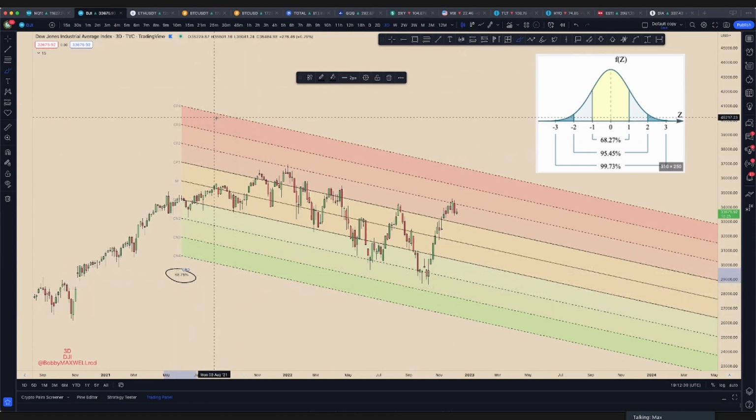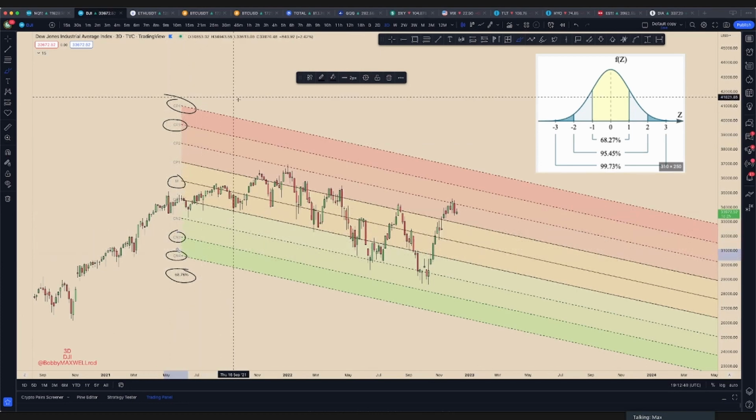Now, what are these numbers right here? CP4, CP3, and so on, the mean, CN3, CN4. This stands for current, so the name of the indicator is the current. So current positive 4, current positive 3, and then current positive 2, current positive 1, the mean, and then current negative 3, current negative 4, and then obviously Pearson's coefficient.